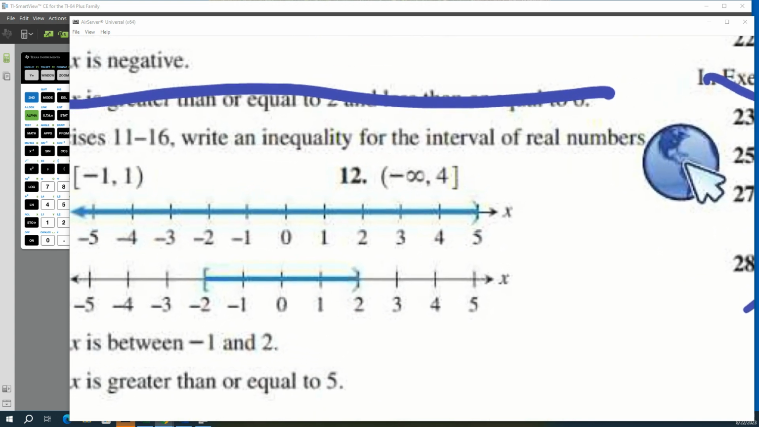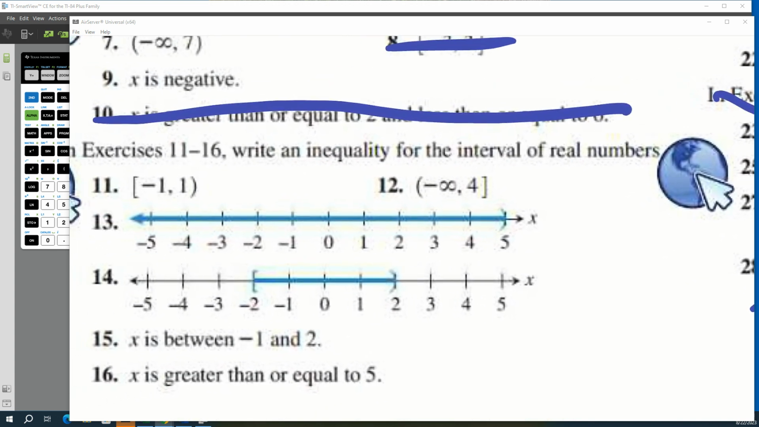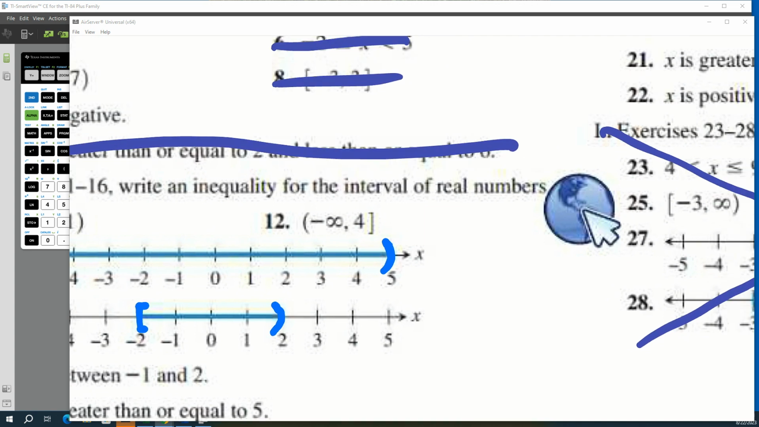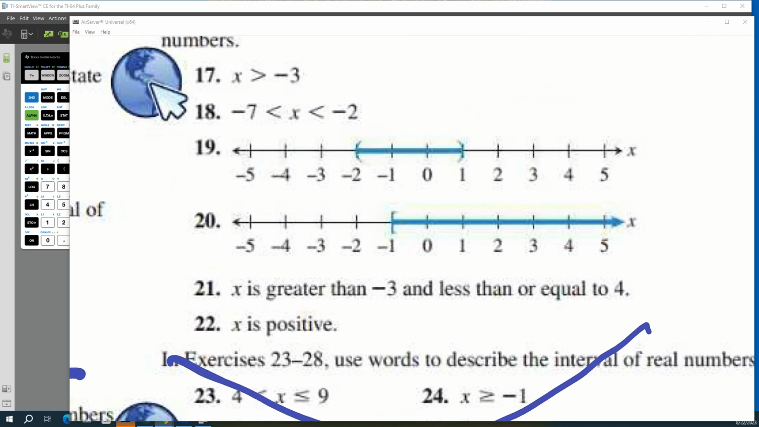Let's go through and label the parentheses and brackets just because it's hard to see. So on number 13, that is a parenthesis, if you can't see it. On 14, there's a bracket at -2 and a parenthesis at +2. And then on 19, they're both parentheses. And on 20, it's a bracket.